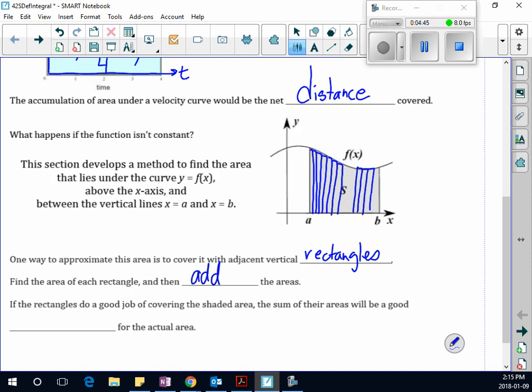So if the rectangle does a good job of covering the shaded area, the sum of their areas will be a good approximation or estimation for the actual area. All right.